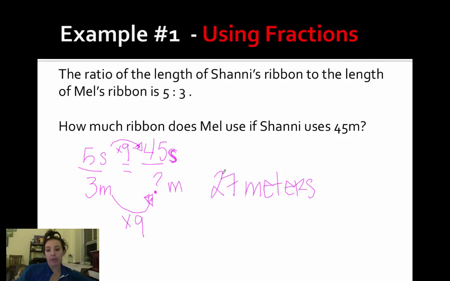It is possible to set ratios up as fractions. You just need to be very, very cognizant of which one you're putting as the numerator and which one you're putting as the denominator, and you can't switch them around.